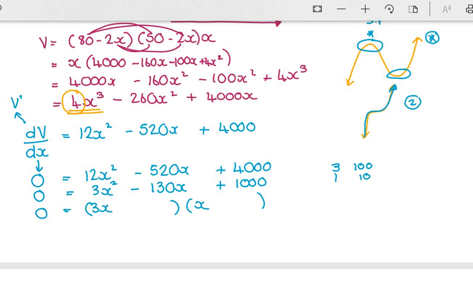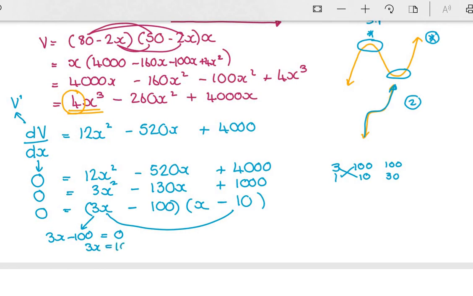because 100 times 10 is 1,000, and I could do 3 times 10, and 100 times 1, and that would make 30 and 100, which would give me 130. Now you want it to be negative 130, so I think it's a minus and a minus, which lands me up with the fact that 3x minus 100 could be 0, which means 3x could be equal to 100. So x could be equal to 100 over 3. You can leave it as a fraction, there's nothing wrong with that. Or x could be 10. Now we just have to ask ourselves which one of these solutions is right.